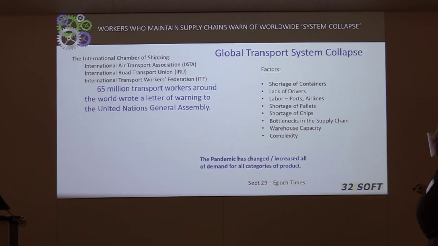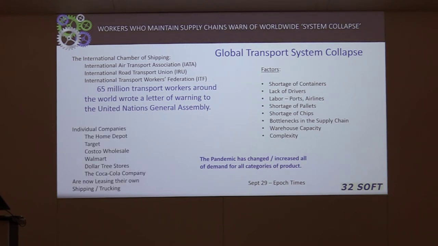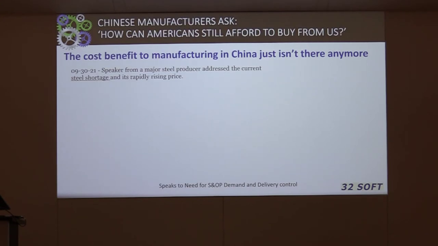complexity. The pandemic has caused us all to look at our supply chain differently. I saw an article just the other day that individual companies like Home Depot, Costco, Walmart are actually leasing their own ships to get product into the U.S. Somewhat tenuous problems there, but it's gotten to the point where individual companies are starting to get into that process. And it's going to continue into 2020.